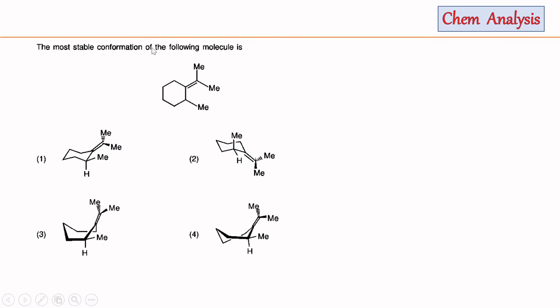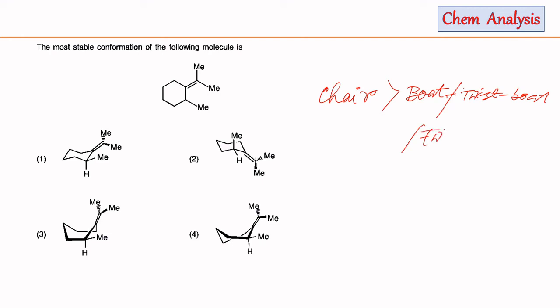Now here we have to tell about the most stable conformer for this structure. Now as you know, chair form is more stable than boat or twist boat or twist chair. So the first two structures, 1 and 2, will be more stable than 3 and 4, since 1 and 2 are in chair form.